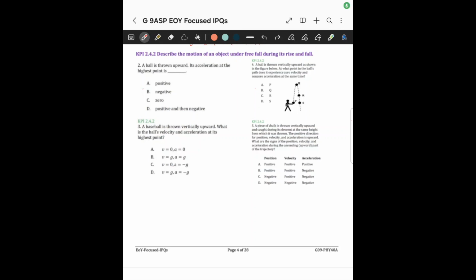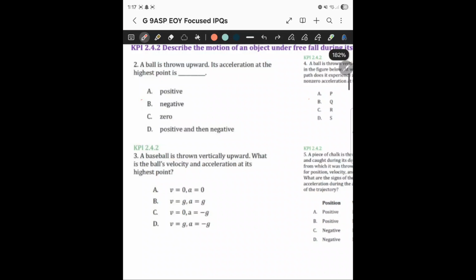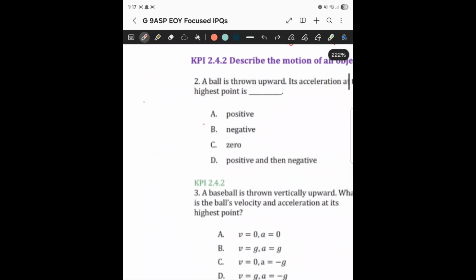Okay, so in this video I'm going to continue going through the grade 9 ASP focused questions for the end of year exam. Now we're moving over to freefall, objects thrown upwards and so on. So a few things you need to know when an object is thrown upwards, just to let you know. So this is me standing here with a ball and I throw it up and it's coming back down.